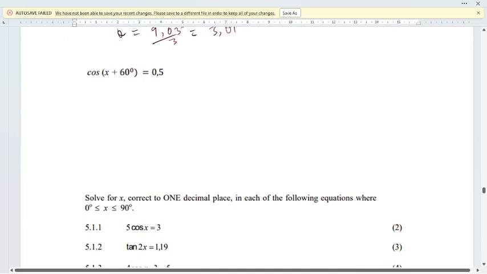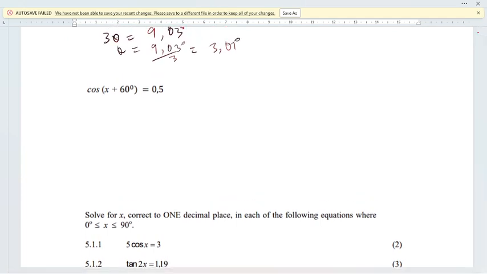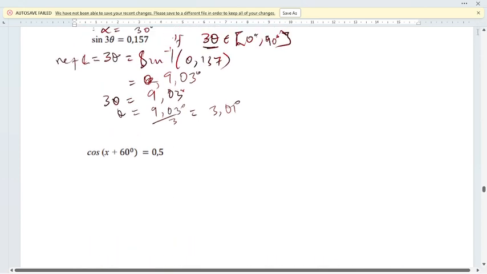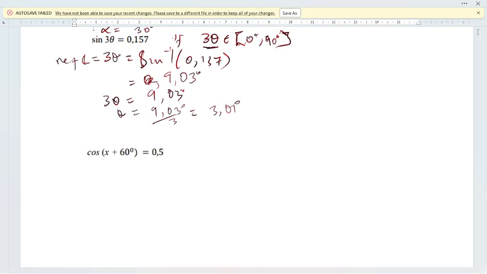Again, now I'm doing this as the last. We now worry about those questions. Questions are supplementary questions. Solve for x, solve for the value of theta, solve for the value of alpha. Okay? Now here, we have cos of x plus 60 degrees equals 0,5.